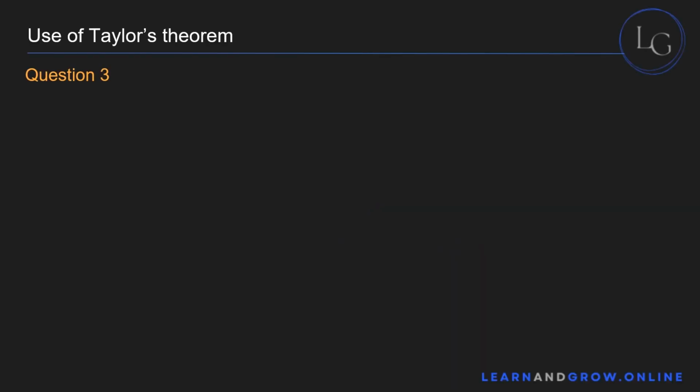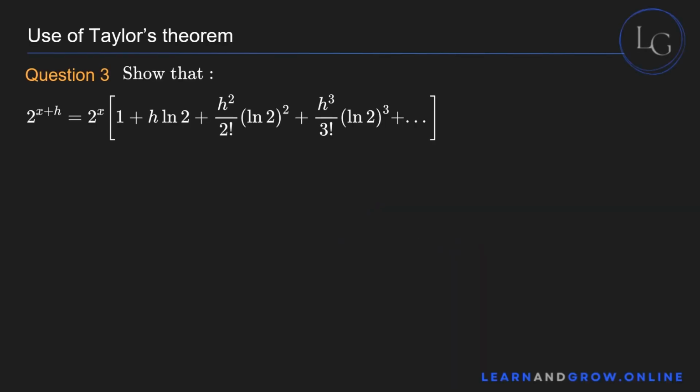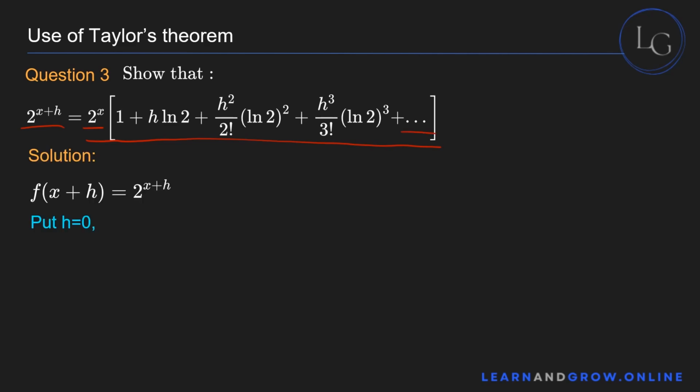Now let's see the use of Taylor's theorem. We have to show that this left hand side is equal to this right hand side, and you can see that 2 raised to the power x is common, and then you have the series for h going on till infinity. So let's see how that happens.